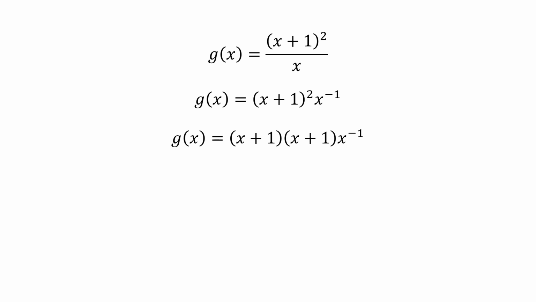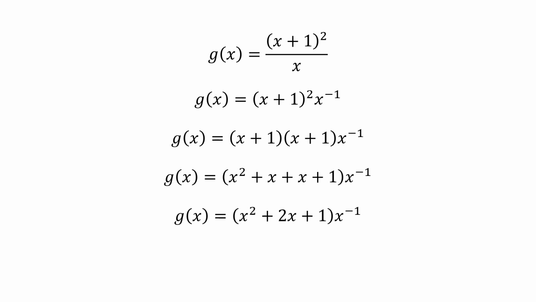We now multiply the first two factors using the double distributive property, which gives us g of x equals (x squared plus x plus x plus 1) times x to the negative 1. This can be simplified by combining like terms to give us g of x equals (x squared plus 2x plus 1) times x to the negative 1. Distributing the x to the negative 1 term and using exponent rules, we arrive at the function g of x equals x plus 2 plus x to the negative 1.